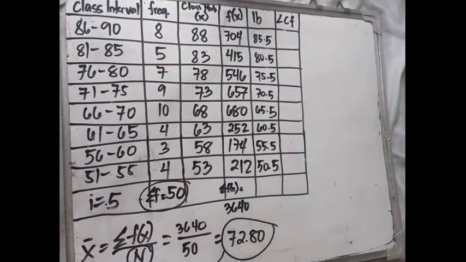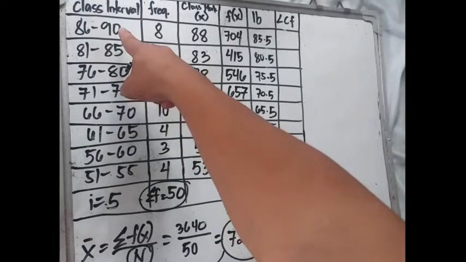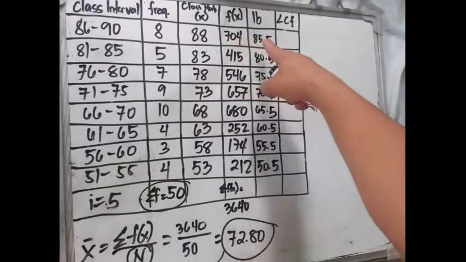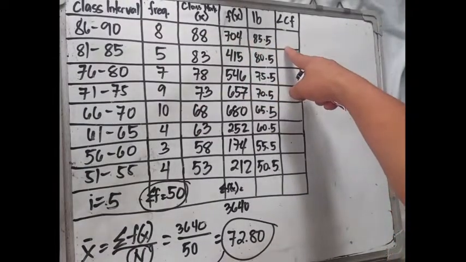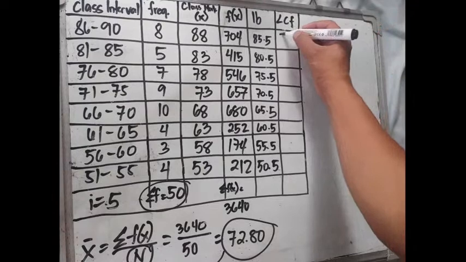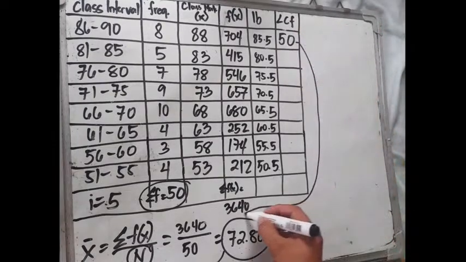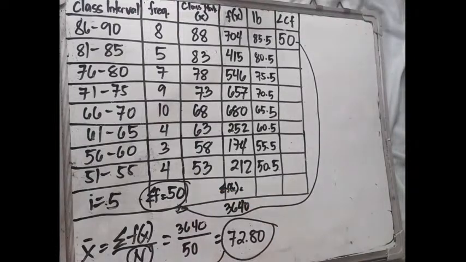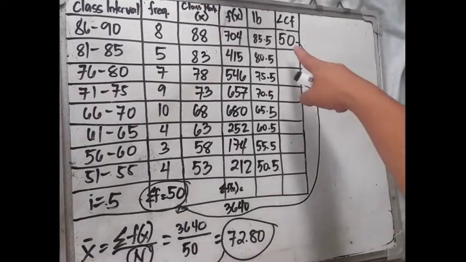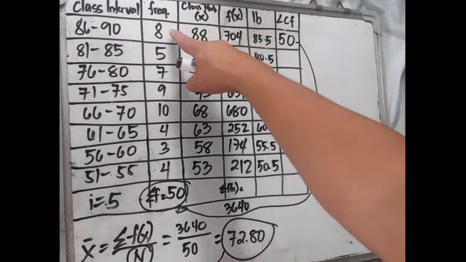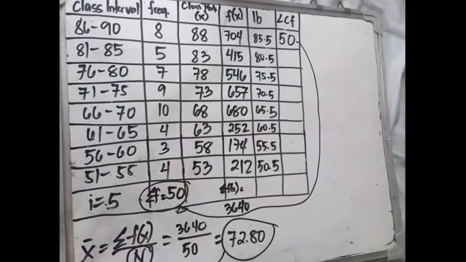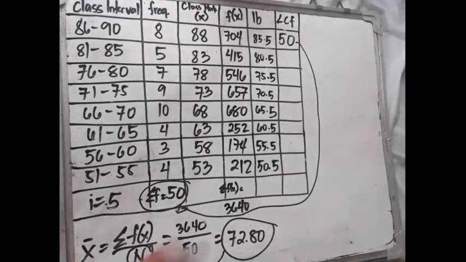So yung class interval natin is 86 to 90. Ilagay natin yung total frequency dito, and that is 50. Ito yan, oh, total frequency. Next, 50 minus 8, that is 42.